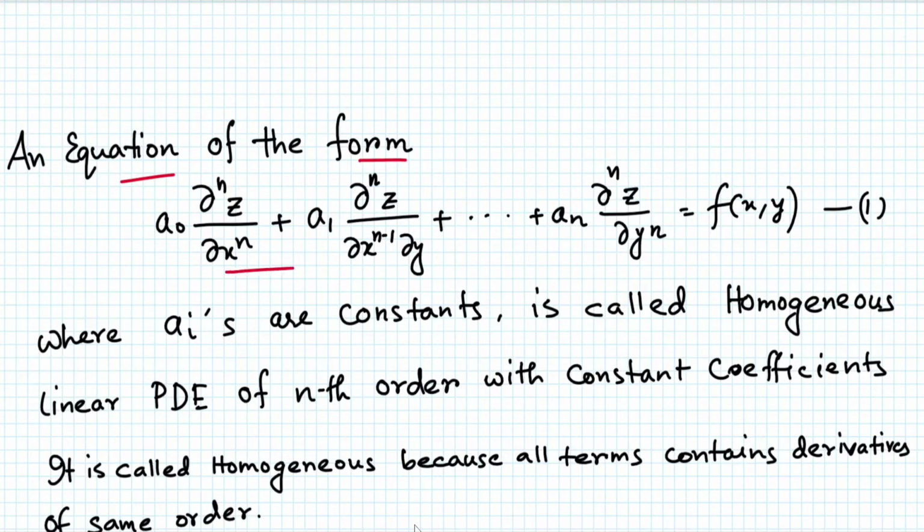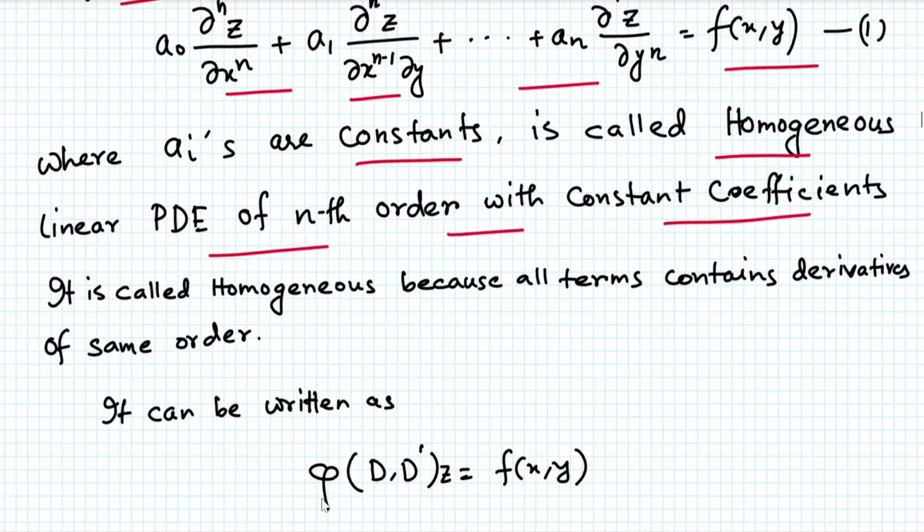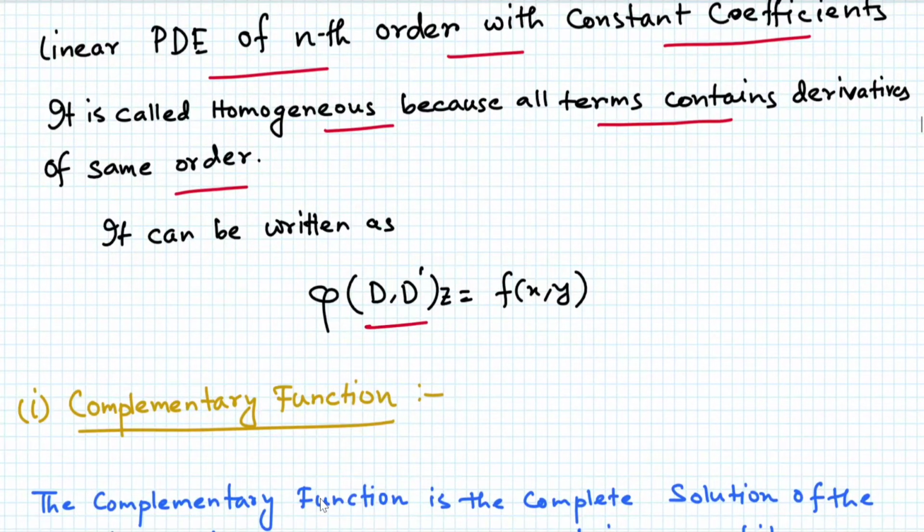So, an equation of the form a0 ∂^n z/∂x^n + a1 ∂^n z/∂x^(n-1)∂y + ... + an ∂^n z/∂y^n = f(x,y), where the ai's are constants, is called a homogeneous linear PDE of nth order with constant coefficients. It is called homogeneous because all terms contain derivatives of the same order. Now it can also be written as φ(D, D')z = f(x,y), where capital D stands for ∂/∂x and capital D' stands for ∂/∂y.